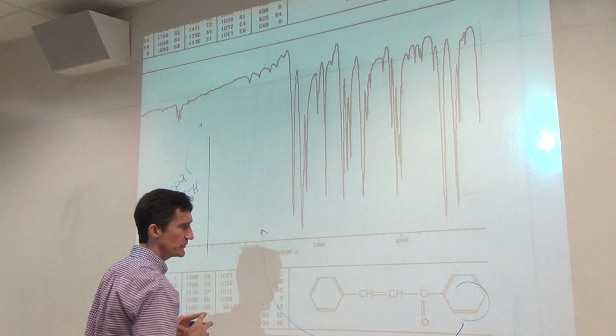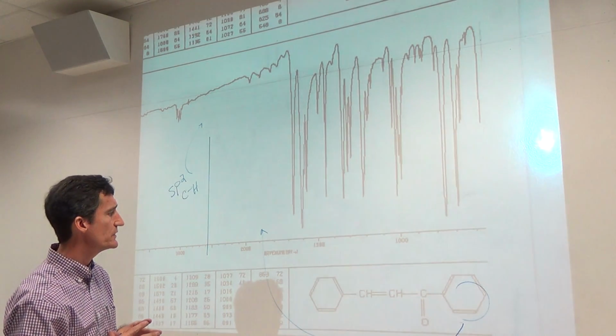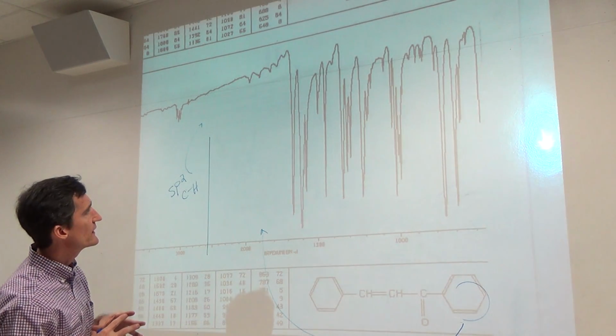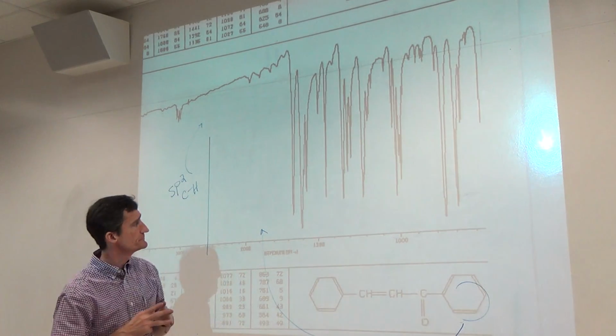Otherwise, you should be able to interpret it yourself. There's no sp3 CH in this compound, so you can look for that. Aromatic signature here.